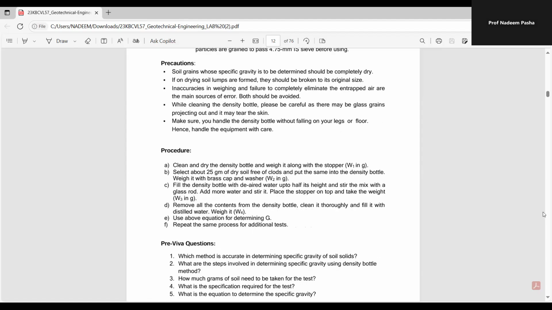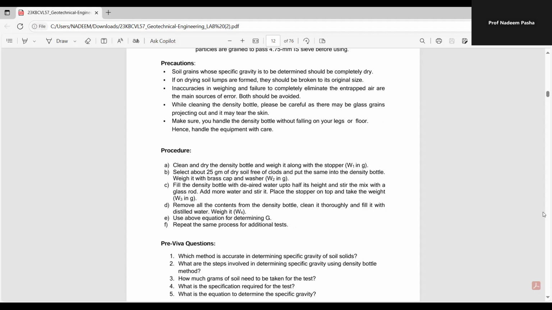Soil grains whose specific gravity is to be determined should be completely dry. If on drying lumps are found, they should be broken into original soil. Inaccuracies in weighing and failure to completely eliminate the entrapped air are the main sources of error. Both should be avoided.